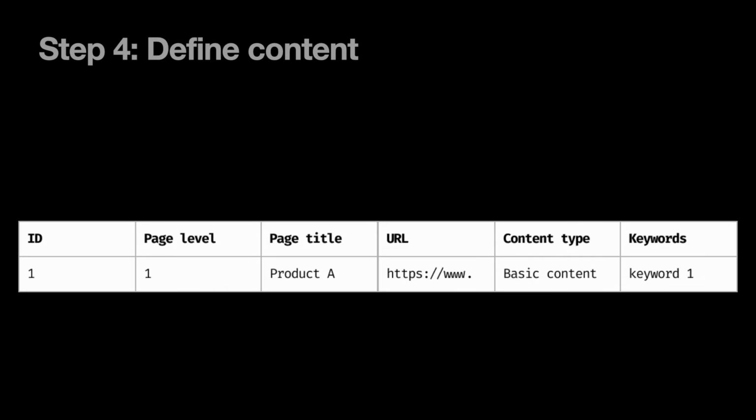Next, you need to define your content. Information architects should have a good understanding of the content that the product offers. If you are redesigning an existing product, you should conduct a content inventory first. Here you can see a content inventory spreadsheet for websites. It typically includes page ID, page level in hierarchy, URL, content type, keywords, and meta description.